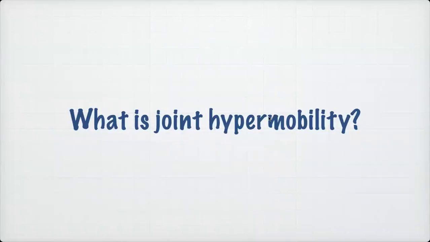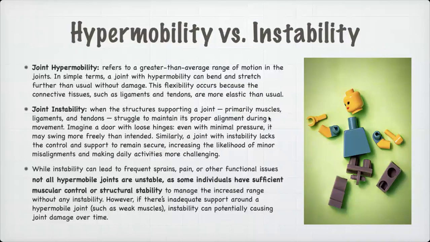So what is joint hypermobility? Joint hypermobility refers to a greater than average range of motion in the joints. In simple terms, a joint with hypermobility can bend and stretch further than usual without damage. This flexibility occurs because the connective tissues, such as ligaments and tendons, are more elastic than usual. Joint instability is when the structures supporting a joint, such as muscles, ligaments, tendons, struggle to maintain its proper alignment during movement. Imagine a door with loose hinges. Even with minimal pressure, it may swing more freely than intended.